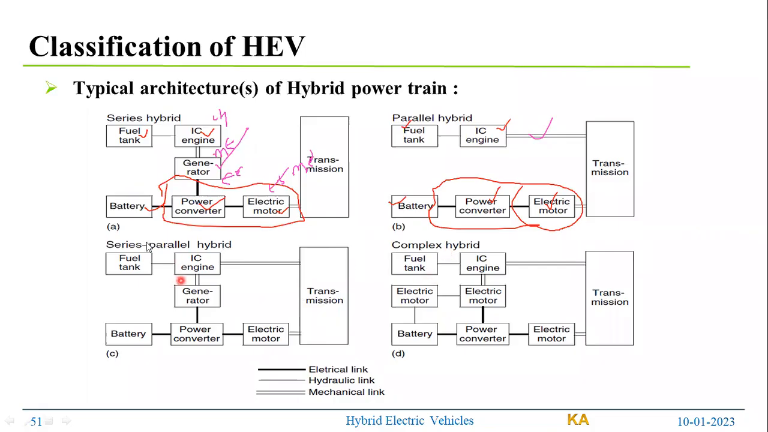Complex hybrid is a pictorial representation very similar to series parallel, but there is an extra motor, like you observe, two electric motors over here. So you need to see overall the capacity is increasing and the structure itself is complex. Currently it is not in the market at all.